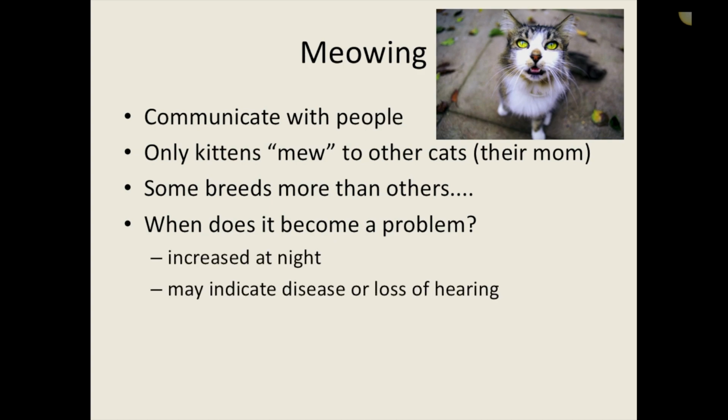It becomes a problem when it's happening at night, and it often is at night because cats go through different phases of their day, and at nighttime they can go through little bits of hyper phases when they wake up. It could indicate disease or loss of hearing as well. So if you have an older cat and they start randomly meowing in the middle of the night and they've never done that before, you have to consider some things like dementia. Cats do get dementia, so we think.